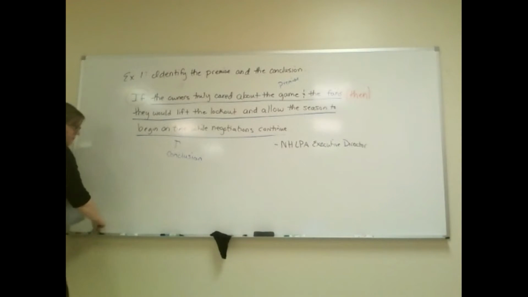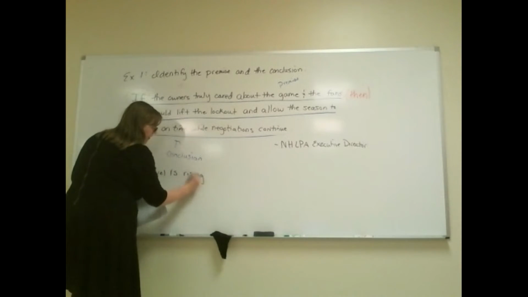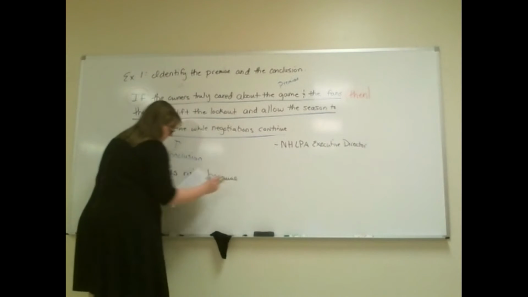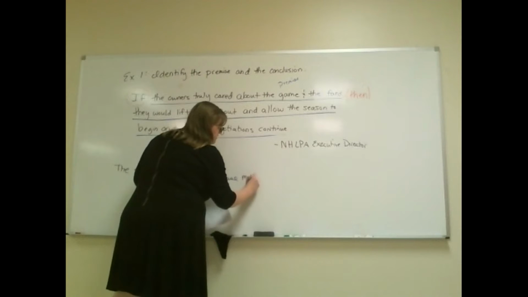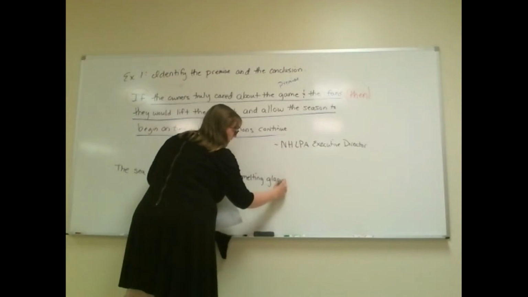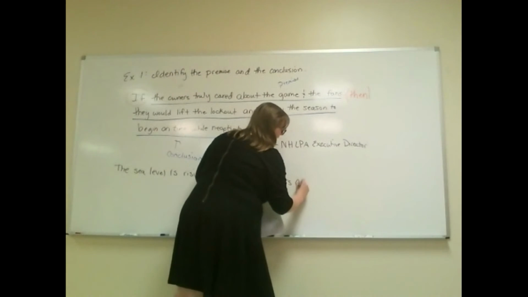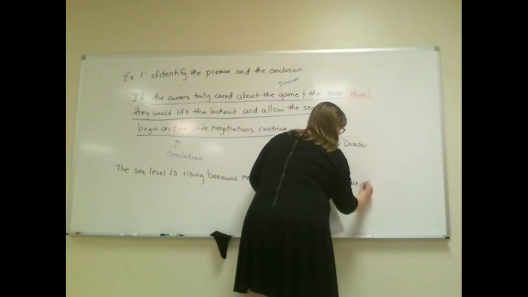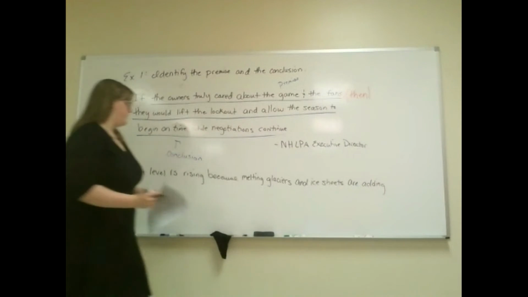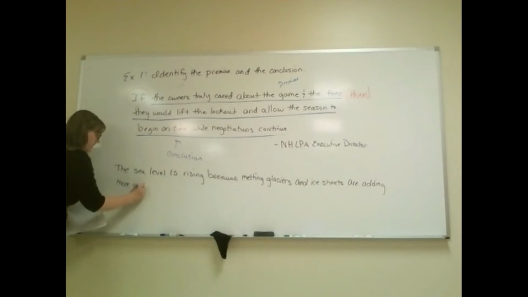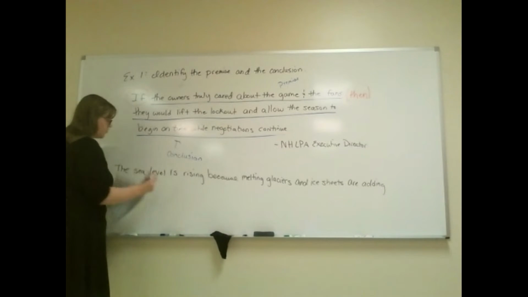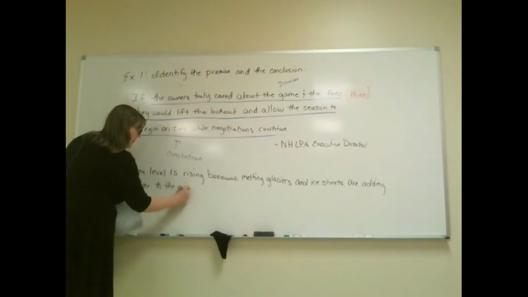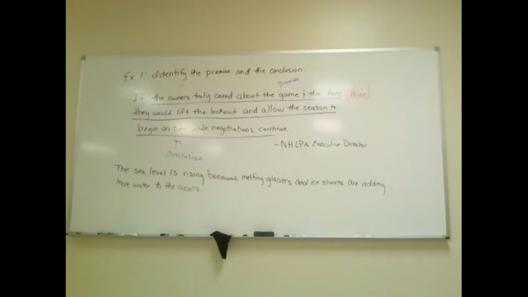All right, okay, so I'm going to write the next example underneath it. The sea level is rising because melting glaciers and ice sheets are adding more water to the oceans. That's our argument there.